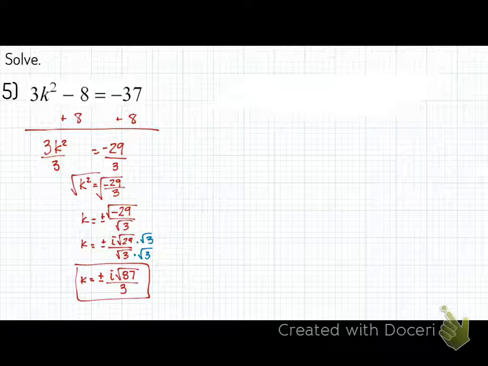Why can't you have a square root sign in the denominator? Remember that from the beginning of the year? Yeah. Well, if you don't, then this is a repetition of that. So, keep that in mind as you do that.